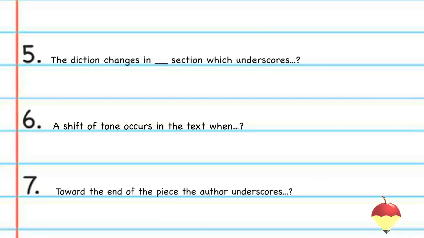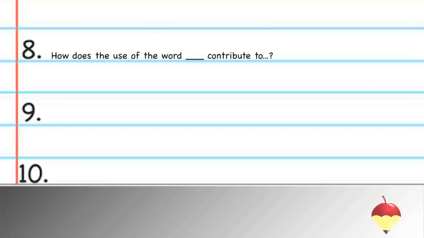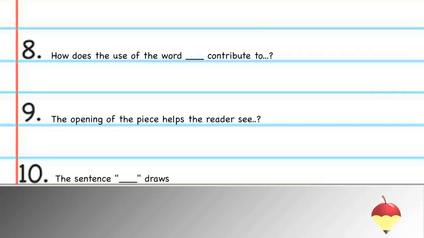Toward the end of the piece, the author underscores. How does the use of the word blank contribute to? The opening of the piece helps the reader see. The sentence blank draws our attention to the author's view of.